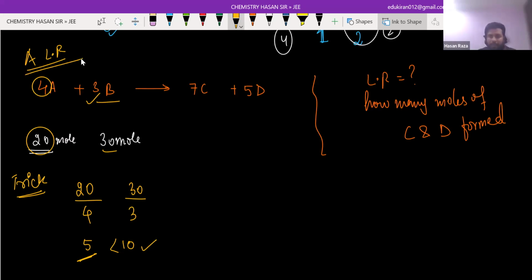Yes, sir. Now the most important point: if you find the limiting reagent, the reaction proceeds according to the limiting reagent.